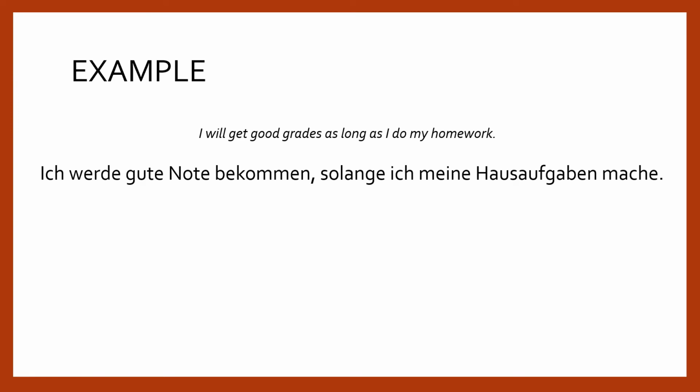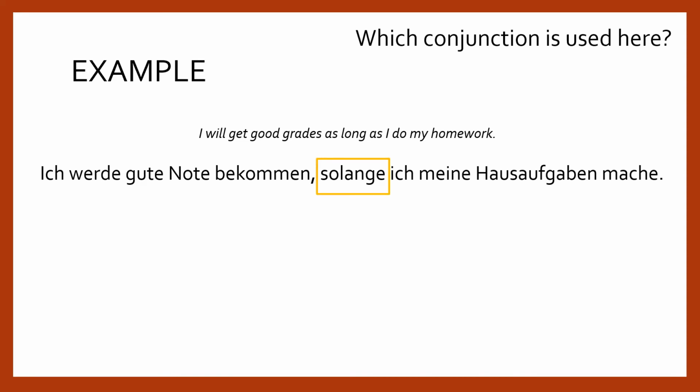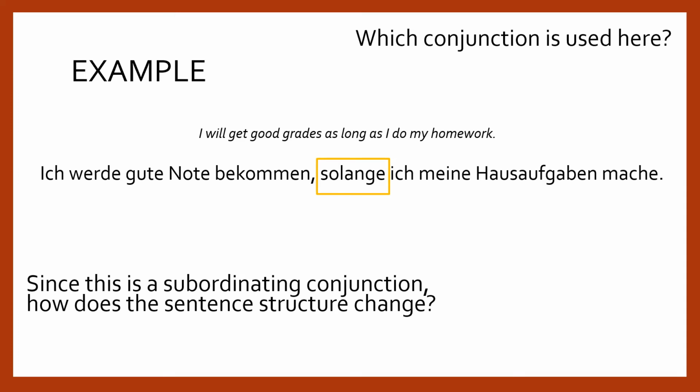These are going to be broken down a little bit more intensively than the coordinating conjunctions because the sentence structure changes a lot more. So the sentence says, Ich werde gute Note bekommen, solange ich meine Hausaufgabe mache. So which conjunction is used here? We have solange. Since this is a subordinating conjunction, how does the sentence structure change?